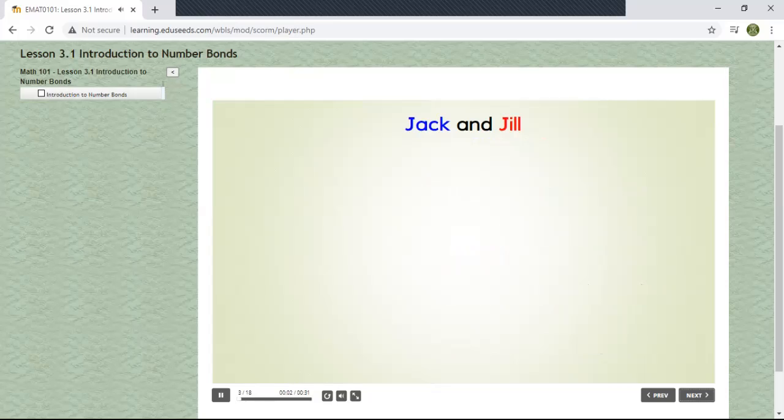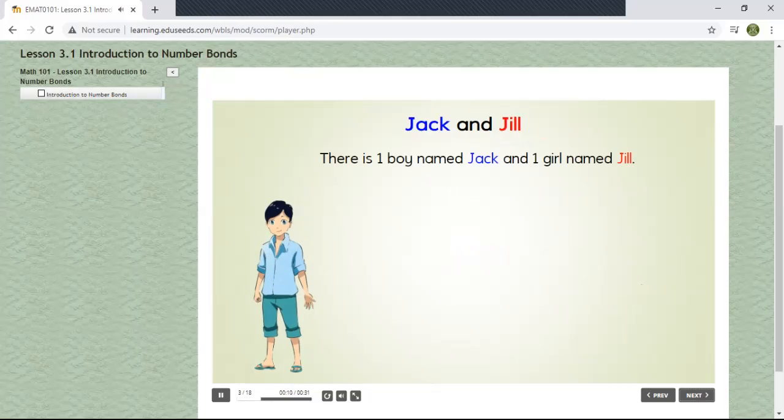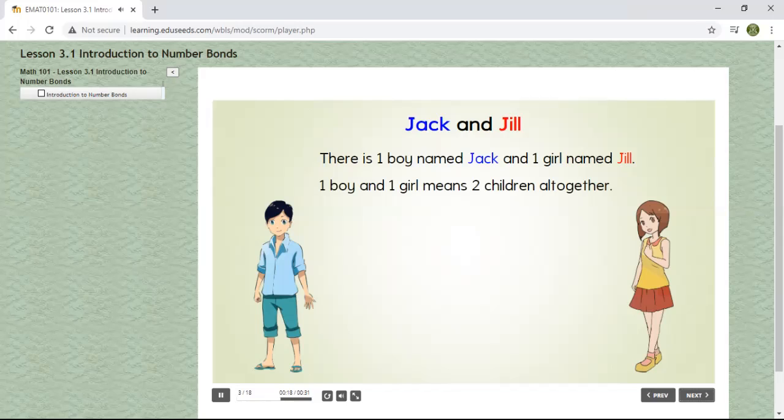Jack and Jill. How many boys and girls are there in the song? There is one boy named Jack and one girl named Jill. How many children are there altogether? One boy and one girl means two children altogether.